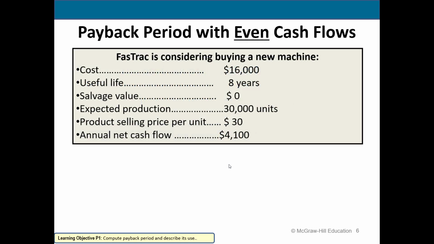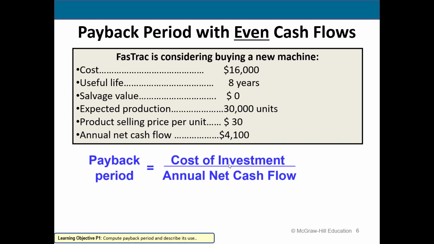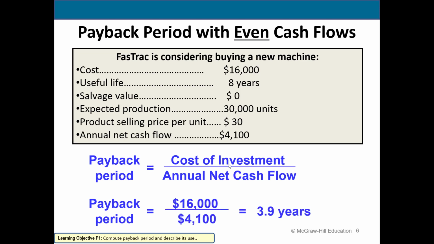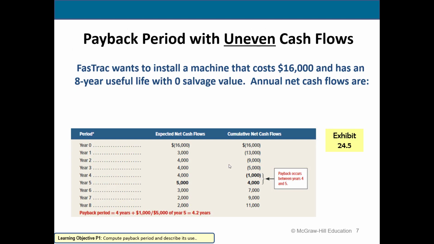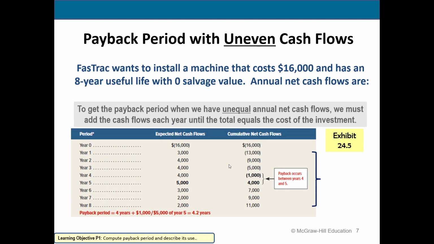Here is an example of computing the payback period with even cash flows. You can see the details of buying a new machine here. We are going to use this formula: the cost of the investment divided by the annual net cash flow. 16,000 cost divided by the net cash flow of 4,100 per year means that we will recover the cost in 3.9 years.